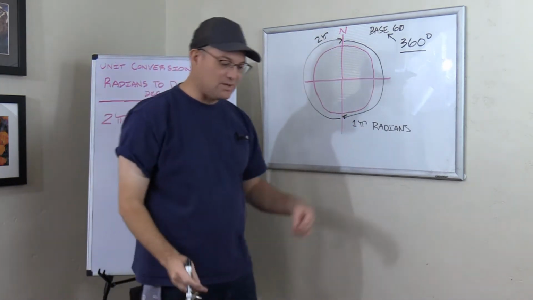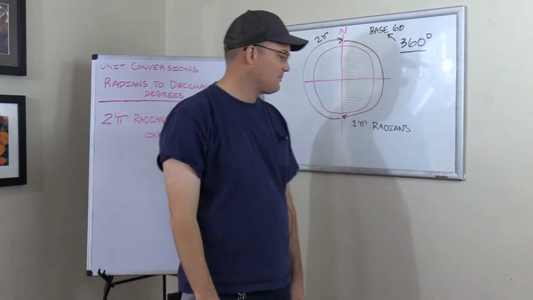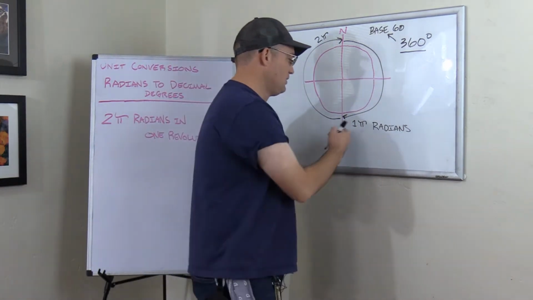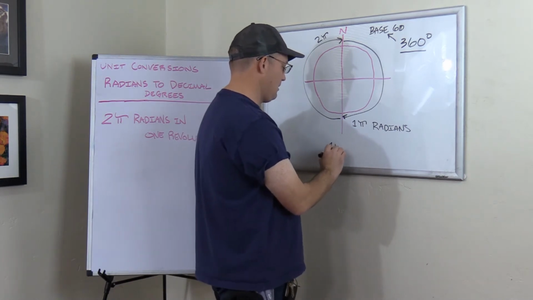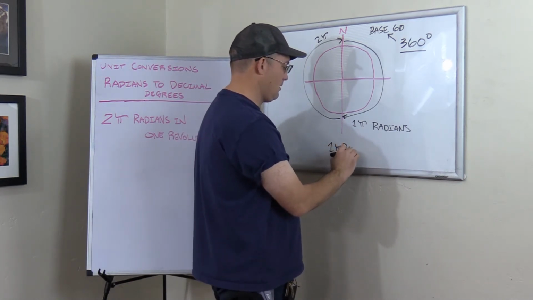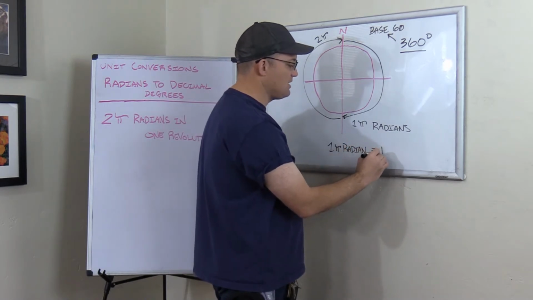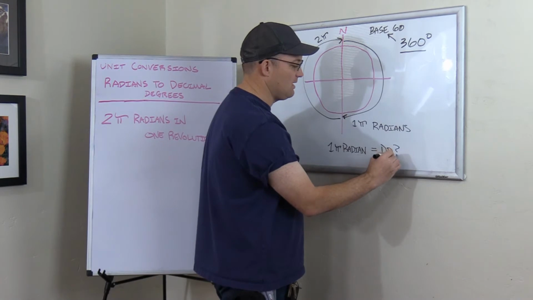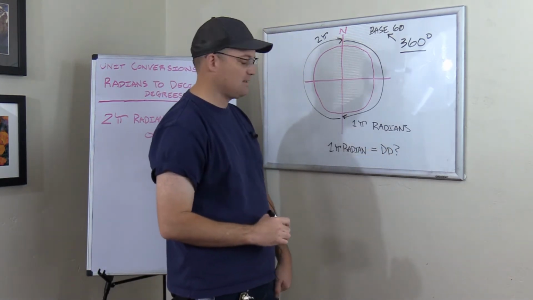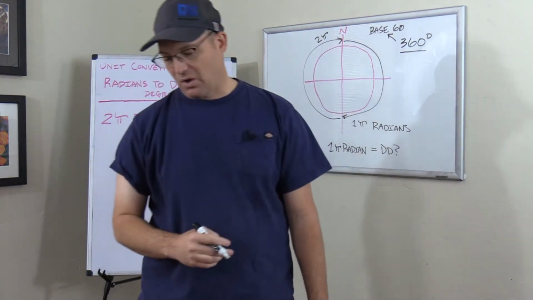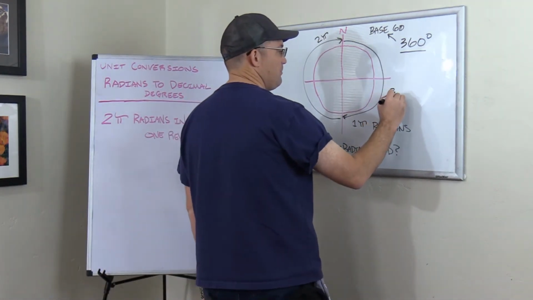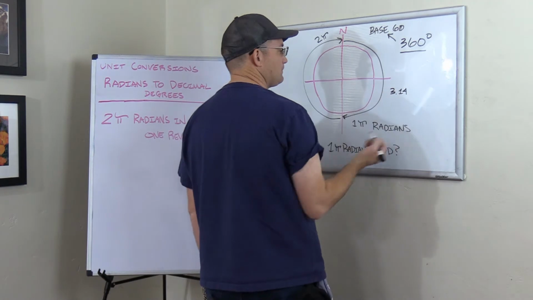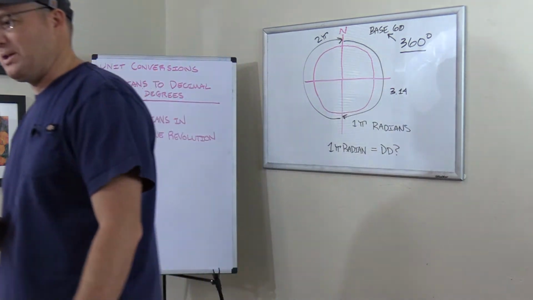And so what we want to know is how do we convert back and forth. Let's just take an example. Let's say we have 1 pi radian, and we want to know what that is in decimal degrees. I'm going to abbreviate it DD. First of all, we know pi is about 3.14, right? Let me carry it out a couple more places.